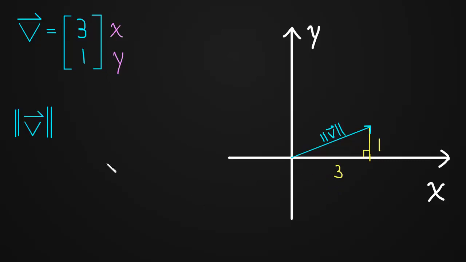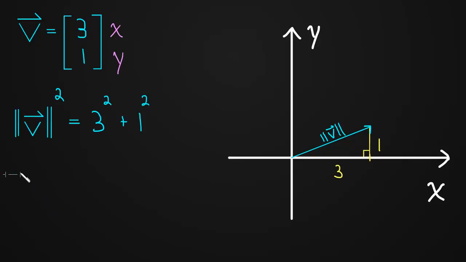And so we could just use the Pythagorean theorem. The length of v squared is equal to the base squared plus the height squared. So 3 squared plus 1 squared. This is a direct application of the Pythagorean theorem.